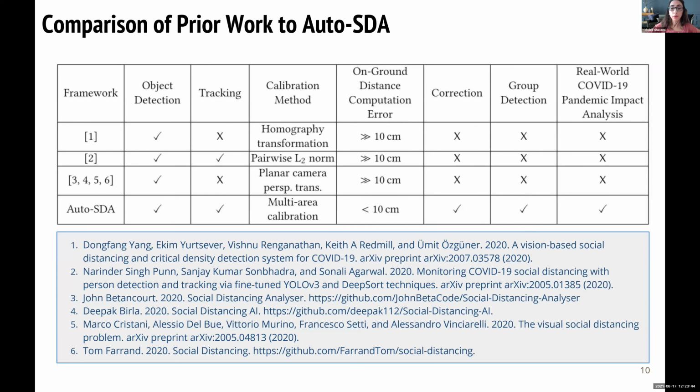So in general, compared to prior work, as well as an object detector, AutoSDA uses a tracker to measure the duration of the social distancing violation incidents. Moreover, rather than a generic calibration method, we designed a calibration method that can compute the on-ground distance with high accuracy. AutoSDA is also equipped with correction and group detection modules to further enhance the social distancing analysis. In contrast to prior work, we have used AutoSDA to perform an actual real-world COVID-19 pandemic impact analysis.